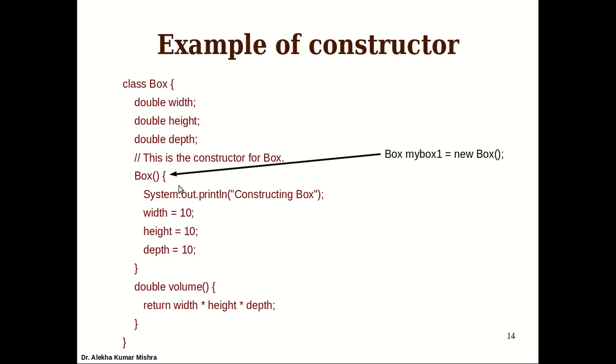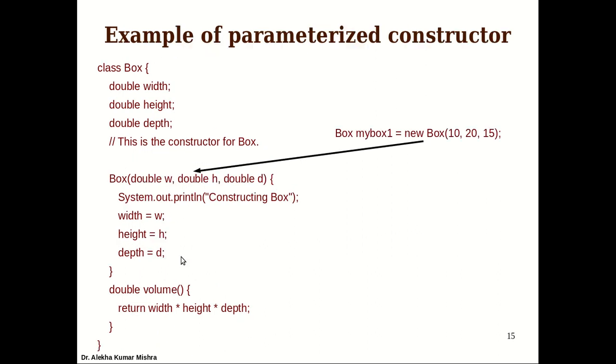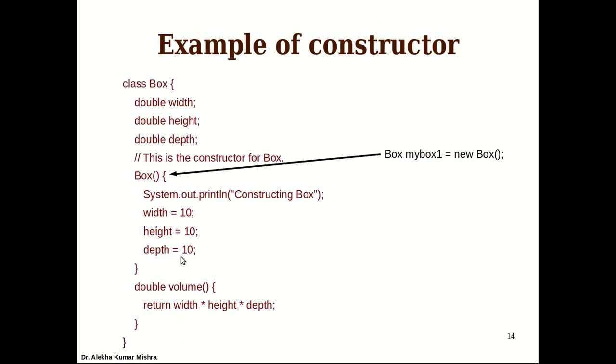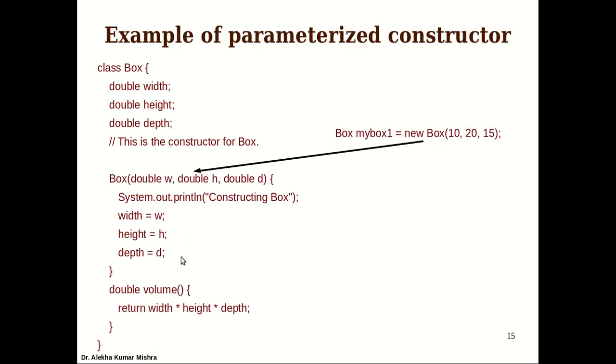Let's see how they are invoked. Previously we didn't have this constructor, so what happens when an object is created, the width, height, and depth values were unassigned. Now whenever the object is created, this constructor is called by default, and it sets width, height, and depth to 10 each. We can also change the values by using a parameterized constructor. So this is a default constructor, this is a parameterized constructor.